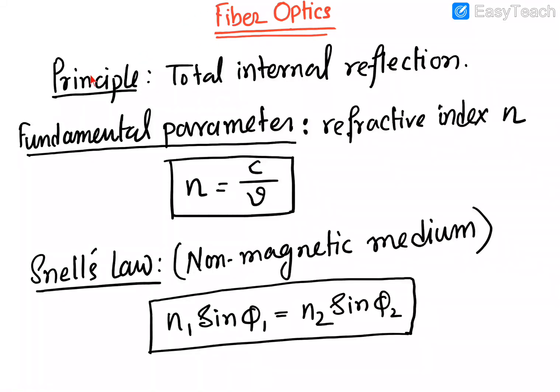Fiber optics, the principle is total internal reflection. The fundamental parameter is the refractive index, n. The n is the velocity of light in free space divided by the velocity of light in that particular medium. Snell's law for a non-magnetic medium is n1 sin phi 1 equals n2 sin phi 2.